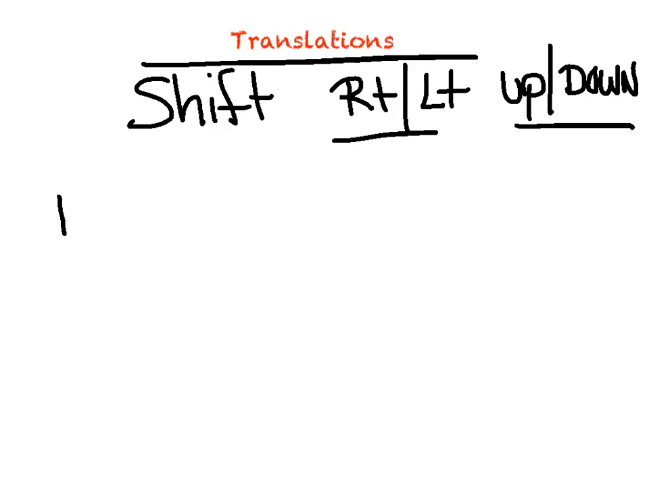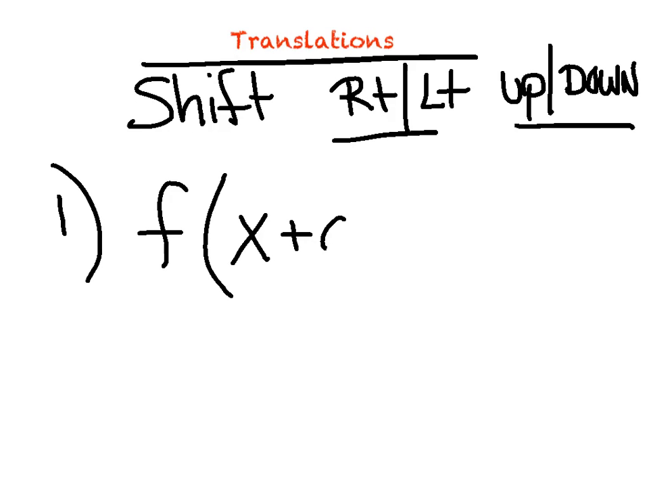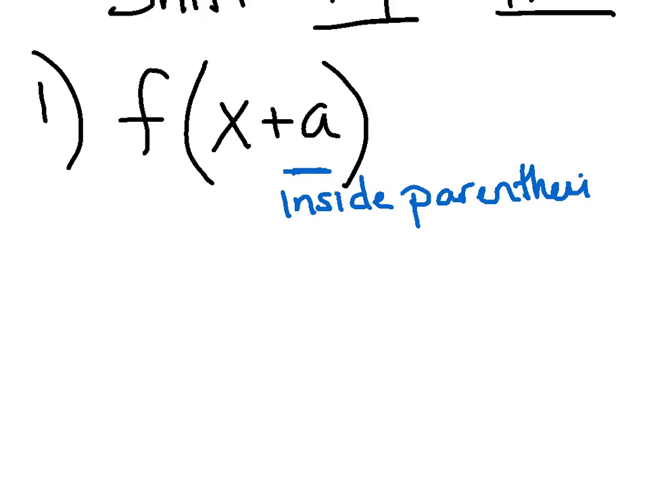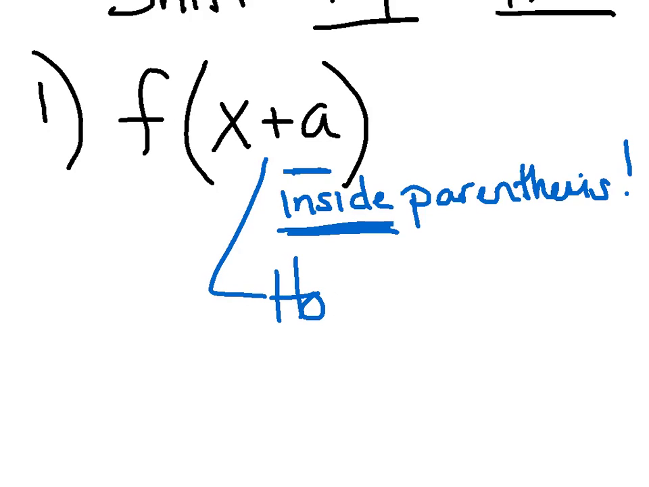The first one that we have left is going to be f of x plus a. This rule is very important. When you see this, you're going to have to interpret where it's shifting. Is it shifting left to right or up and down? Here's how I like to attack it. The first thing you'll notice is that the a is inside the parentheses. That's the big deal. Where is it sitting? It's inside the parentheses. That tells me that this is a horizontal shift.